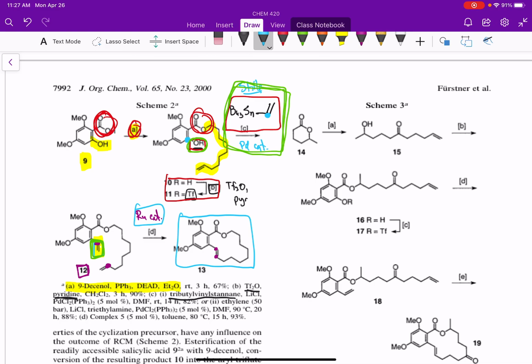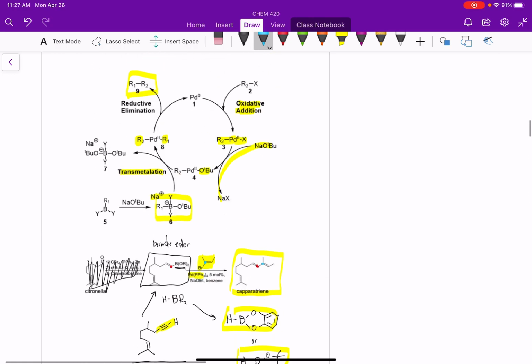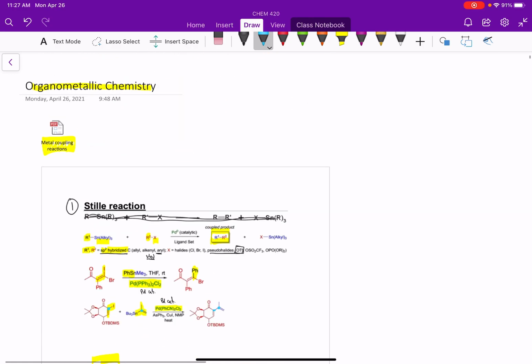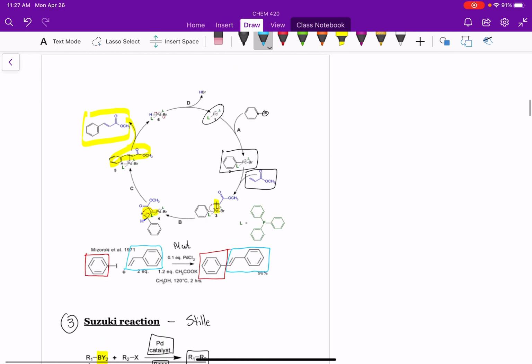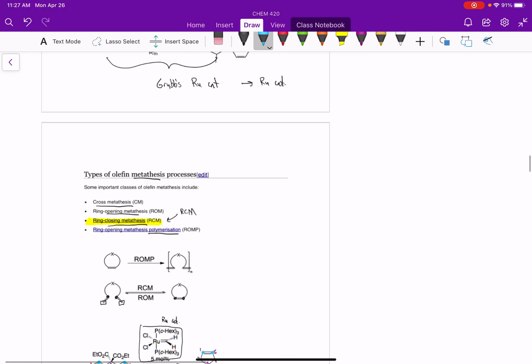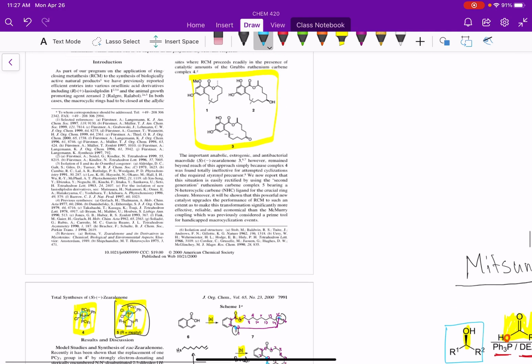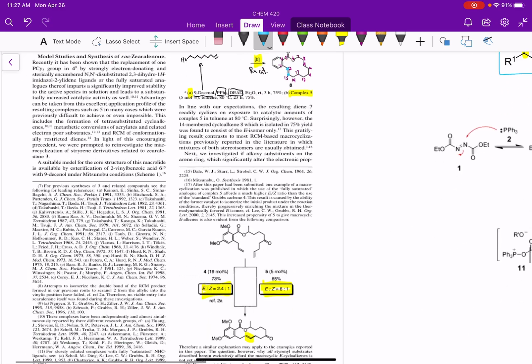All right, so that's just a summary of a few organometallic reactions for us to review: the Stille reaction, Heck reaction, Suzuki reaction, and olefin metathesis, and then just a paper describing how this was done.